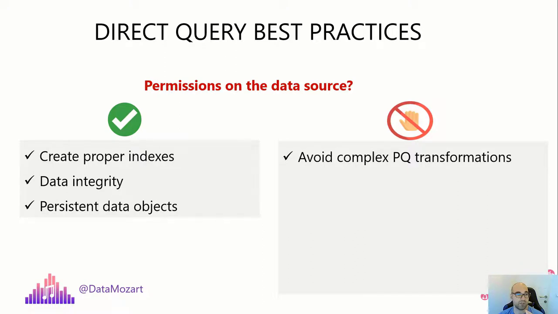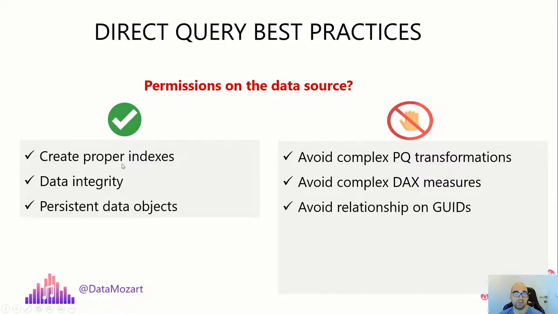complex Power Query transformations, as the SQL that is being generated by the mashup engine, as you already saw in one of the previous demos, is not always the most optimal one. It is correct SQL, but often is not the optimal one. If you need to use calculated columns, try to push their creation to the source database and keep them persistent. Also, avoid writing complex DAX measures, as your DAX statement in the end needs to be translated to SQL. Keep in mind that this process can sometimes produce expensive SQL queries. Again, whenever possible, perform all your calculations on the source side.